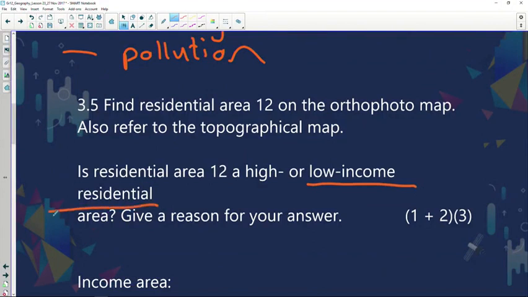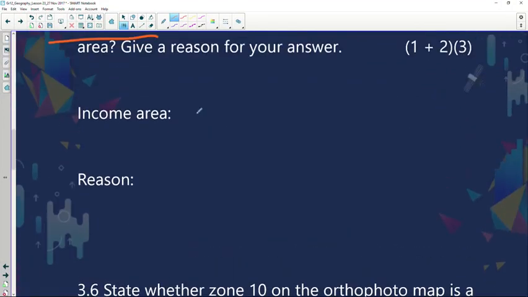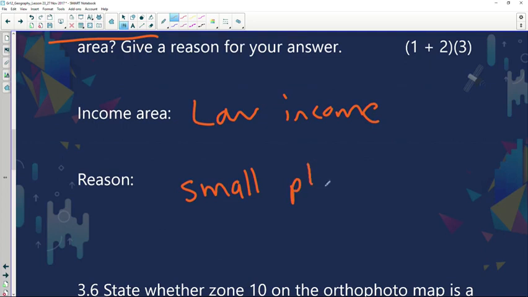Give a reason for your answer. Because it's a low income area. And the reason, small plot sizes. And another reason we can mention, high density of housing.